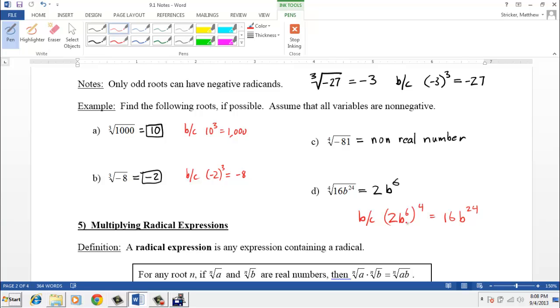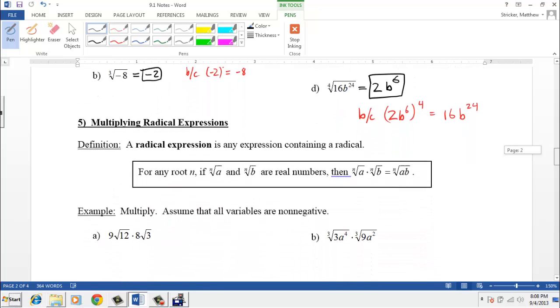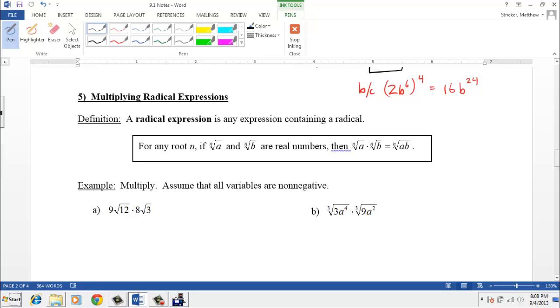And notice the shortcut here. When we took square roots, we divided the power by 2. Well, when we take fourth roots, you divide the power by 4. So 24 divided by 4 is 6. And that's how we do higher root radicals, higher degree radicals.